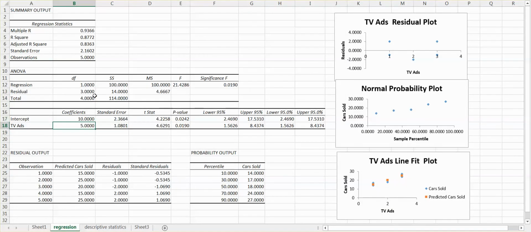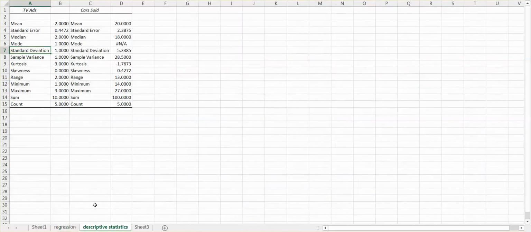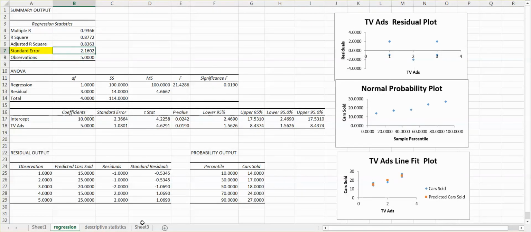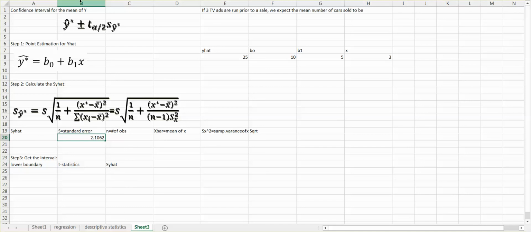If we go back to look at our regression output, you will find one cell named the standard error. Yes, you should find it. It's in the first table in our Excel output, called standard error, 2.1602. So that is our value for S, 2.1602. Double check it. So this is our standard error S, which we will use in our equation here.